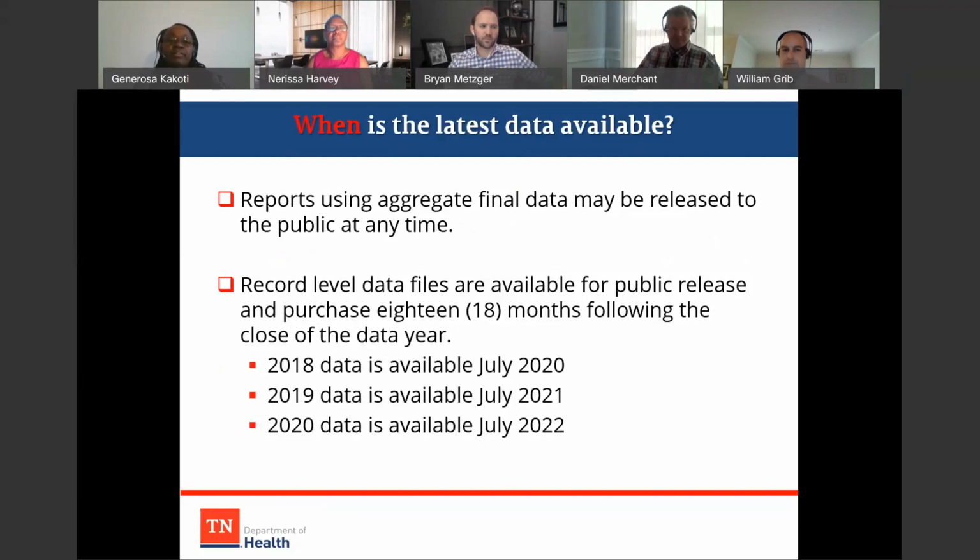When is the latest data available? Reports using aggregate final data may be released to the public at any time. But for the public release, we only release data after 18 months following the close of the data year. So for 2018, the data was available this year, July 2020. The next public release will be July 2021 for 2019 data.